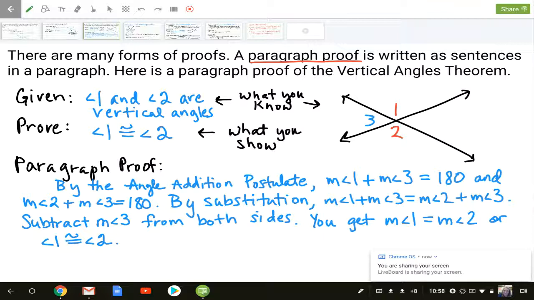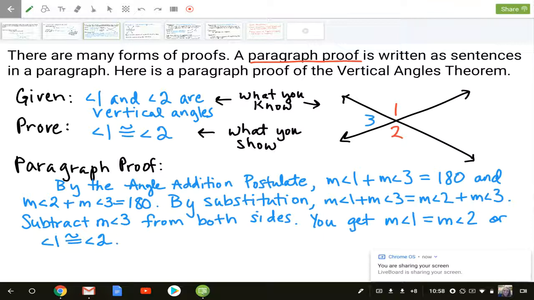So if I use the angle addition postulate, I can say that the measure of angle 1 plus the measure of angle 3 is equal to 180. Remember, we talked about linear pairs. And so these two, angle 1 and angle 3, make a line when they're put together, which means that they add up to 180 degrees. I can also say that the measure of angle 2 plus the measure of angle 3 is equal to 180 as well, because those two angles are also a linear pair. So both of those are by the angle addition postulate, and I listed those.